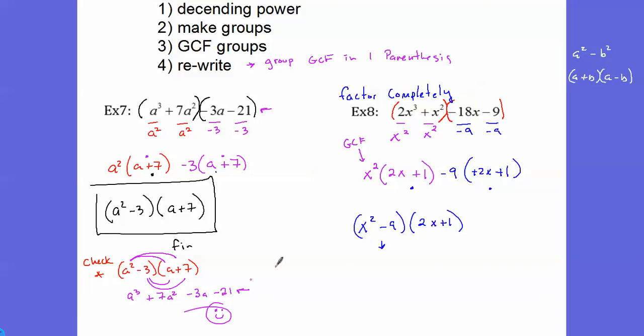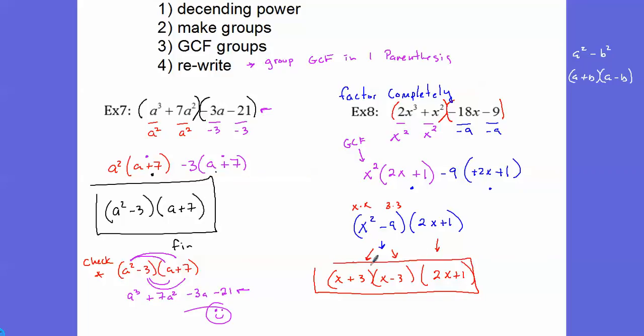So we have x times x, and we have 3 times 3. This is going to come apart into two different pieces, two different factors, I should say, as x plus the 3 and x minus the 3, bringing down this last factor to be 2x plus 1, and in fact we are now completely factored.